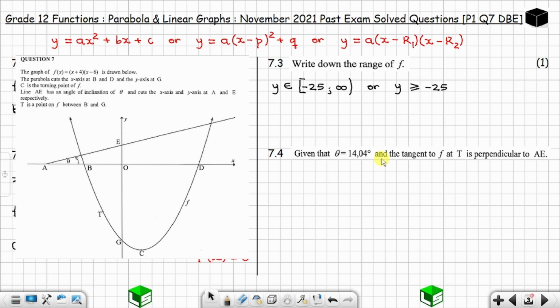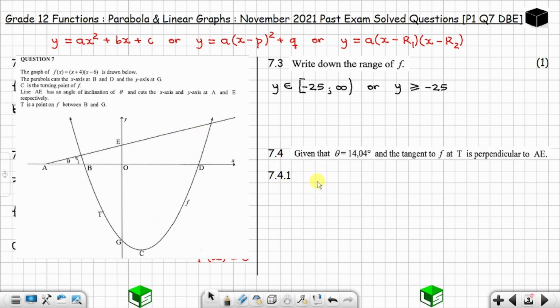Okay, and there is a tangent to f at T. So the tangent is touching f at T. It goes like this. Okay, we are going to draw it. And that tangent is perpendicular to AE. This is what they are telling you. So the tangent touches f at T, and it's perpendicular to this line AE. So it goes like this. Okay, so it's perpendicular, meaning it's forming an angle of 90 degrees with the line AE.